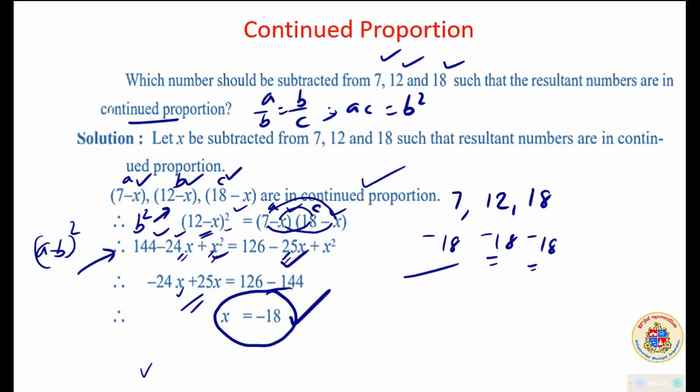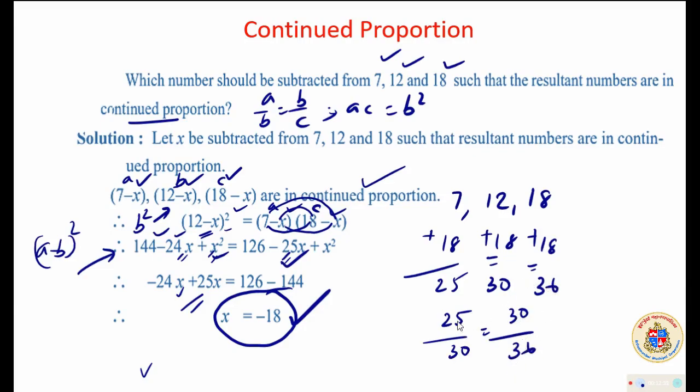Okay, so you will apply this concept whenever required. If you want, we can check this: 7 minus 18 means add the opposite, this will become plus and it will become 25. Add the opposite, this will become 30, and add the opposite, it will become 36. 25 upon 30 is equal to 30 upon 36.